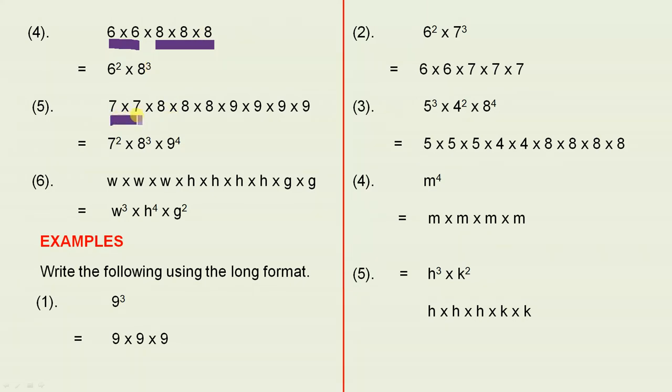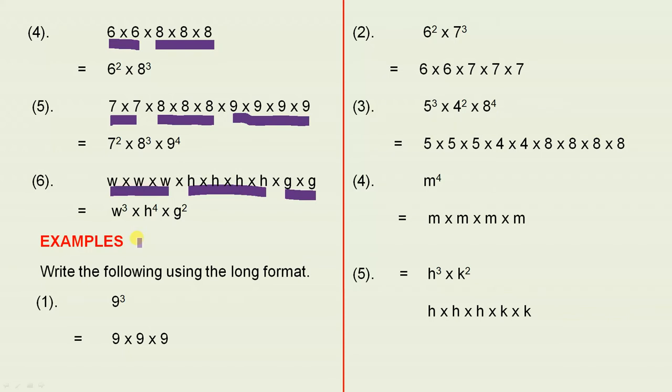Here we have the 7's multiplied together, the 8's multiplied together, and the 9's multiplied together. So we have 7 squared because there are 2 7's, 8 to the power of 3 because there are 3 8's, and 9 to the power of 4 because there are 4 9's. Over here we have the W's, the H's, and the G's. So there are 3 W's, so it's W to the power of 3, H to the power of 4, and G squared.